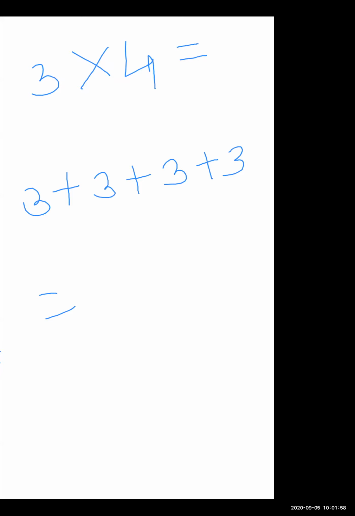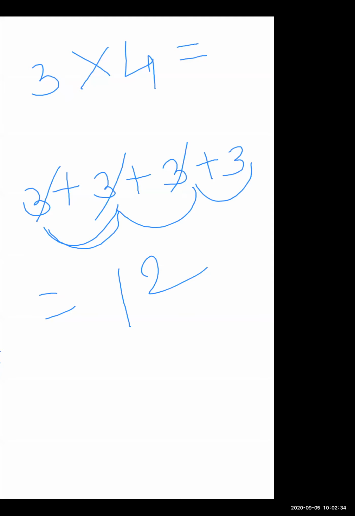2, 3, 4. Add 3 4 times. So what answer will you get after adding 3 4 times? See, 3 plus 3 is 6. Now 3 plus 3, 6, plus 3 is 9, and 9 plus 3 is 12. Okay, so after adding 3 4 times, we got the answer 12.